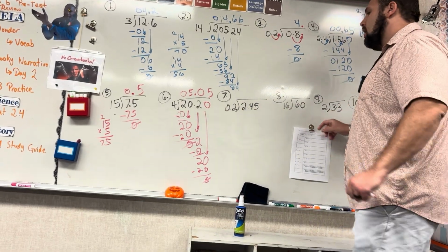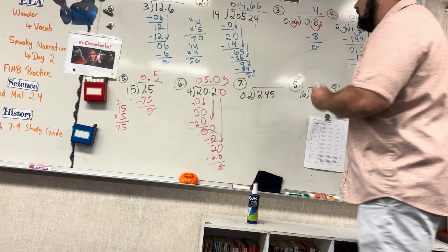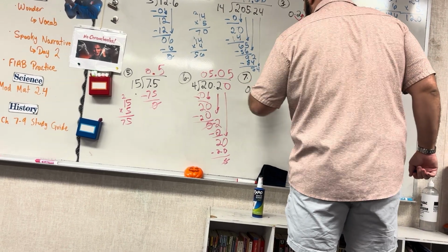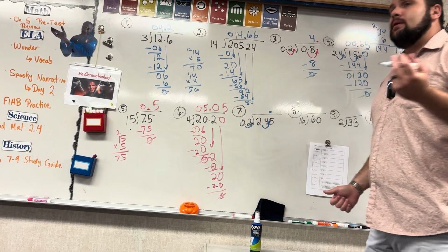Okay? All right, let's do number 7. Number 7, we do have a decimal here, so we need to move it once to the right, which means we move this one once to the right and put a decimal directly on top. And now we divide normally.